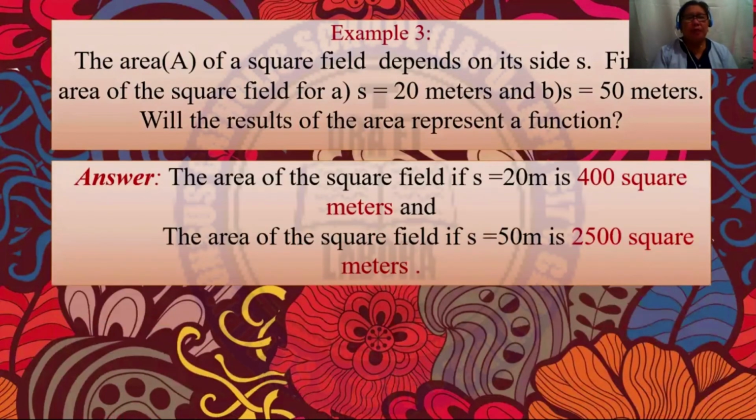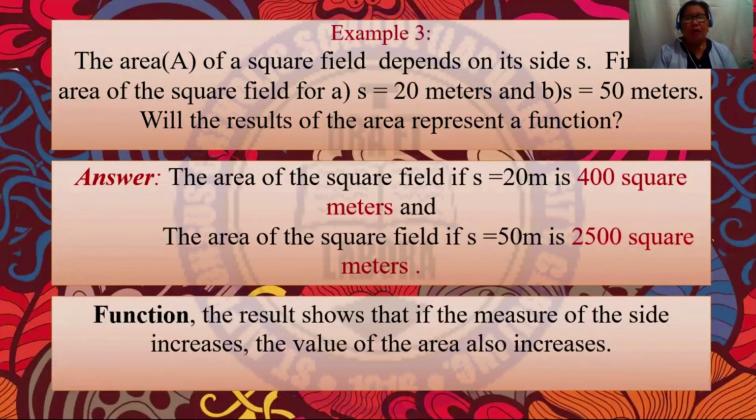Therefore, the area of the square field, if S is 20 m, is 400 square meters. And the area of the square field, if S is 50 m, is 2,500 square meters. Therefore, this is a function. The result shows that if the measure of the side increases, the value of the area also increases. Do you have questions? Those are examples of real-life situations of functions.